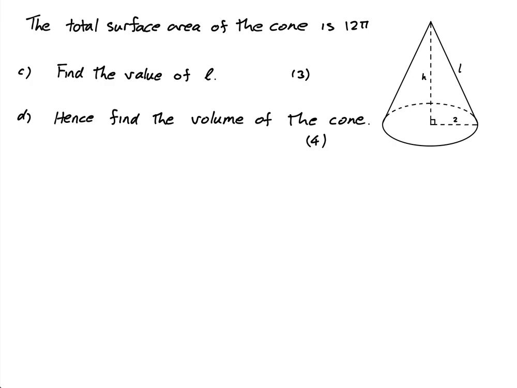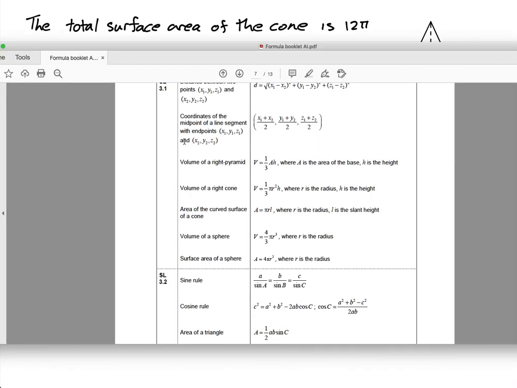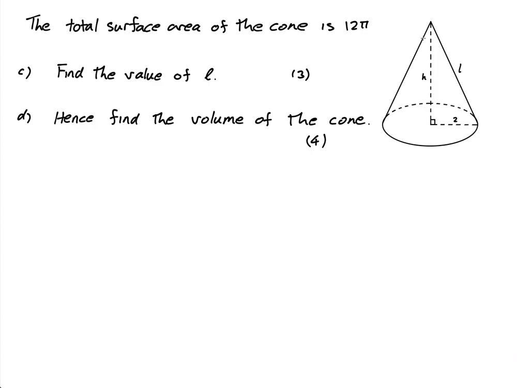Okay, so for part C, it says the total surface area of this cone here is 12 pi. Find the value of L. So we need the surface area of a cone. In the formula booklet, section 3.1, we have the area of the curved surface of a cone. It's pi r L, but just be careful. The total surface area of a cone is the curved surface area plus the area of the circle at the bottom.